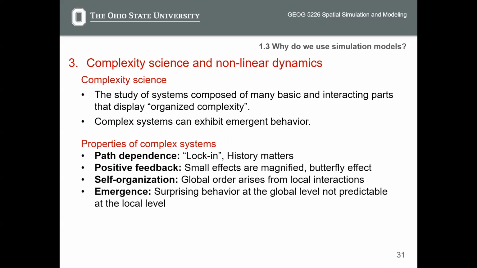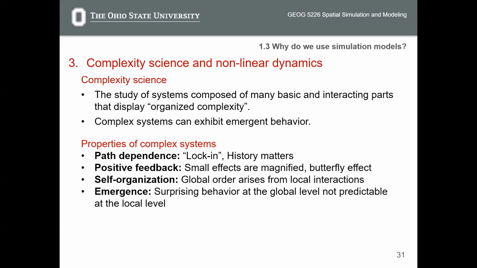And the properties of complex systems include past dependence, which means history matters. Okay, and positive feedback, you may have heard this term before, is called butterfly effect. Small effects are magnified. Okay, and self-organization: global order arises from local interactions. It is actually another word to describe emergent behavior.